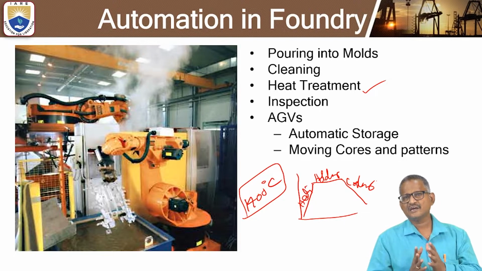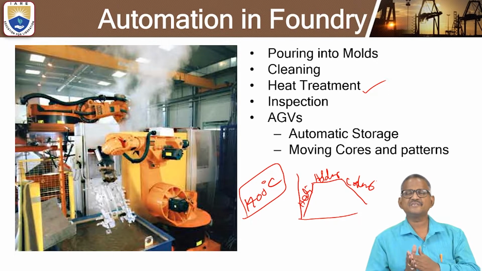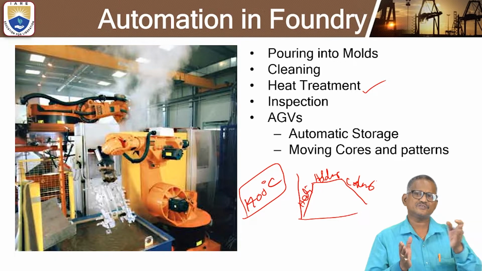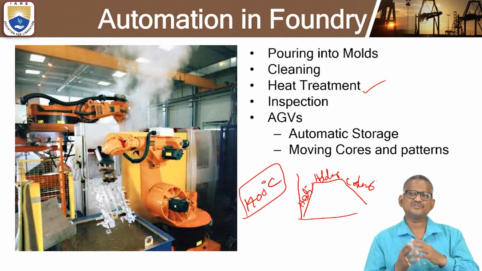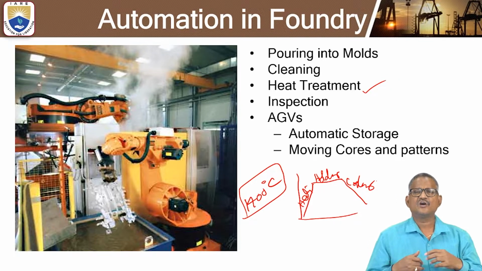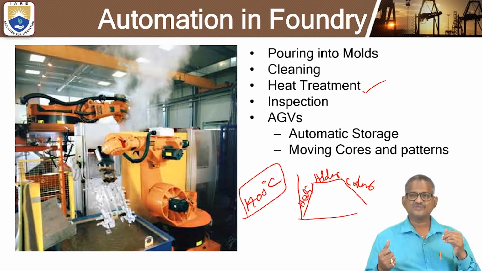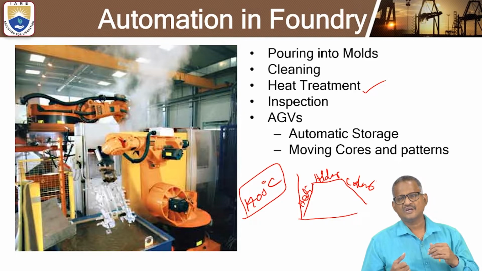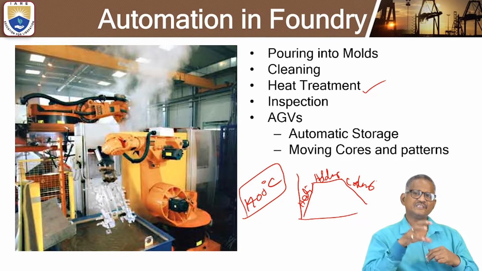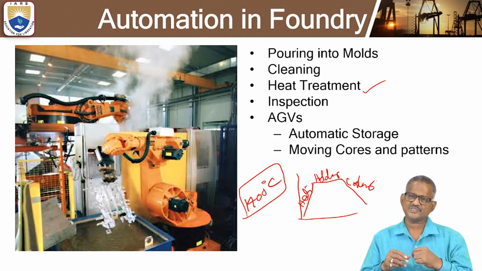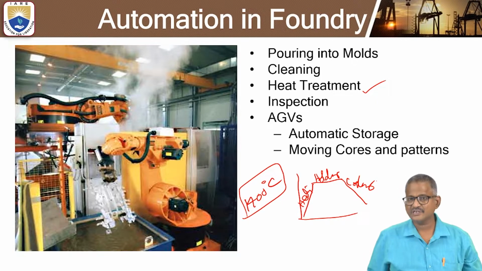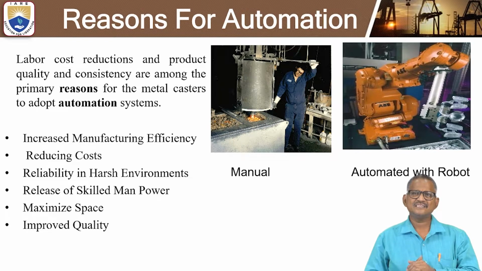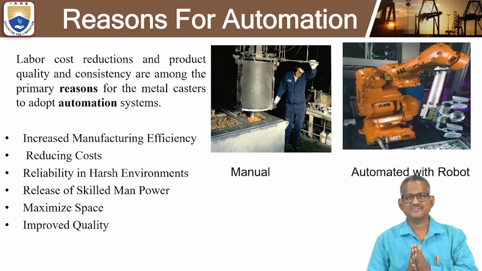Coming to the transport from the molten metal to the mold cavity department, we can use AGVs, automated guided vehicles, and automated storage systems. Sometimes, wherever a hollow portion is required in complex shapes, moving cores and patterns are also widely used. Now, let us see the main reasons for automation. In general, what is the importance?